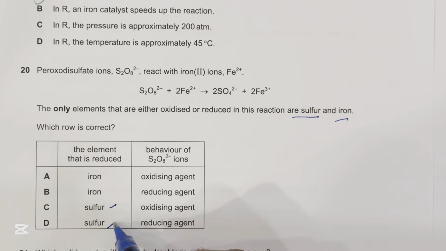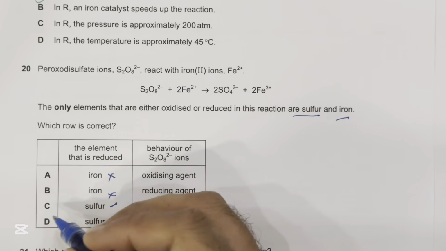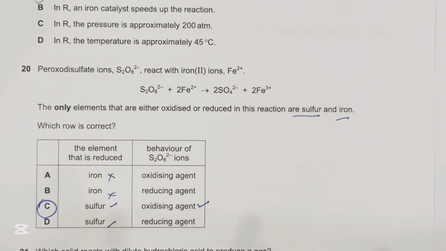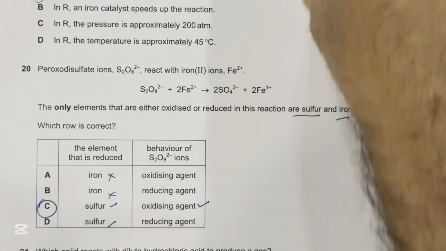So options C and D are the closest options. Now the behavior of S2O8 2- would decide whether it acts as an oxidizing agent or a reducing agent. Because the sulfur is reduced, this would act as an oxidizing agent. So option C is the right choice for question number 20. Moving to question number 21.